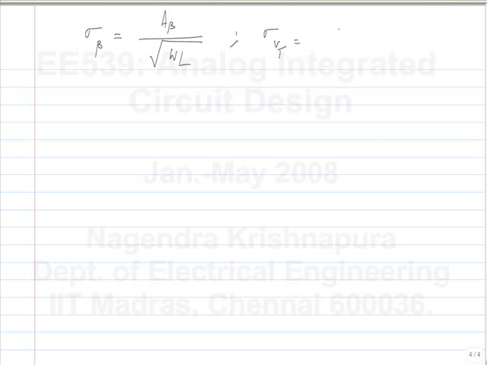Sigma Vt is also inversely proportional to the square root of the area of the transistor. So this is in general true of all random mismatch. The larger area you have, the more the fluctuations get averaged out, and it has an inverse square root dependence on the area.